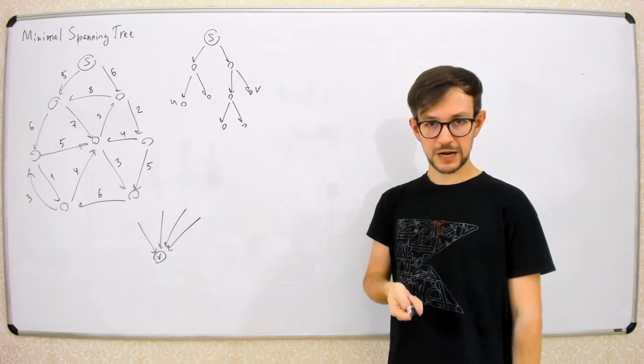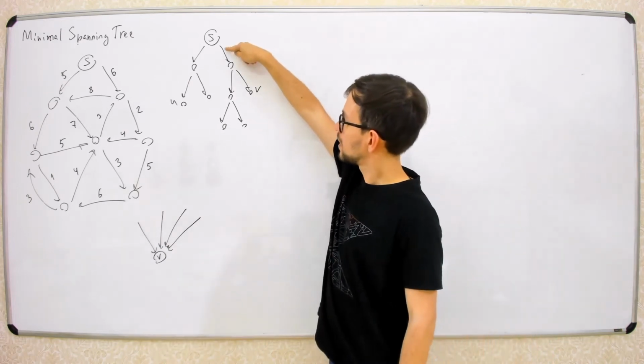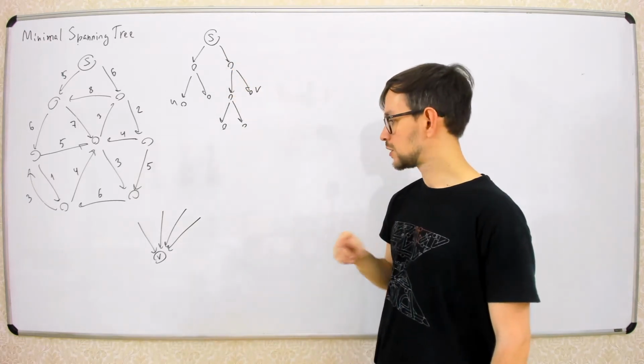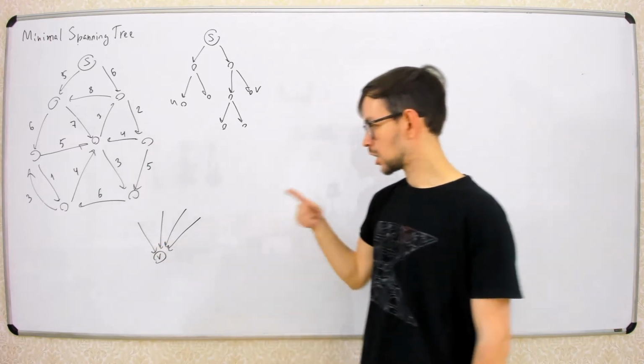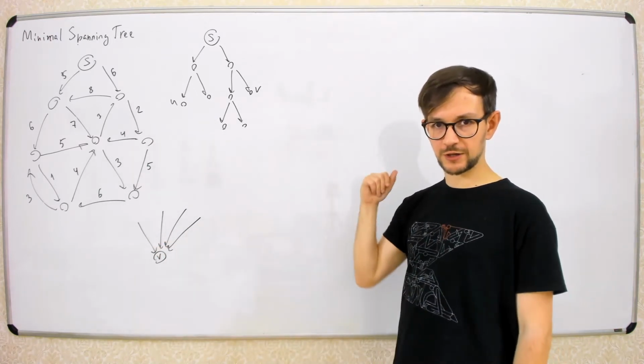Exactly one of these edges will be in this tree. So for every node except the root, there is exactly one edge going into this node. So if you look at all ingoing edges, exactly one of these edges will be in this final tree.